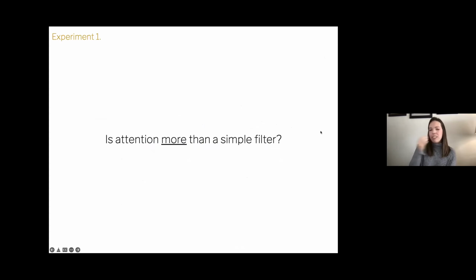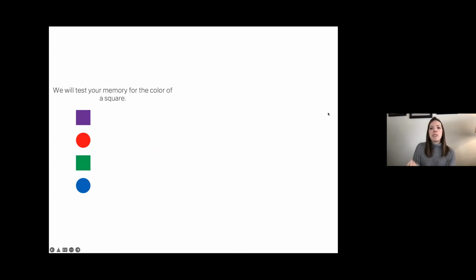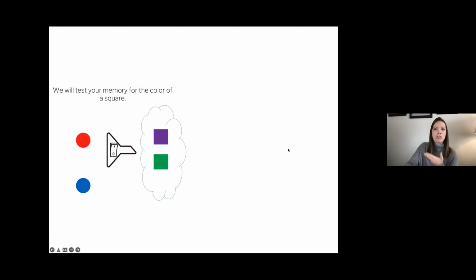But is attention really just a simple in and out filter, or is attention doing more than simply filtering information in and out? In particular, this simple filter account assumes that the role of attention is just to exclude any information that's not consistent with the current goal from consuming working memory capacity. So if I tell you, here are 4 pieces of information, I will test your memory for the color of a square. If attention really is a simple on and off filter, what we should see is that the squares are always encoded and the circles are always not.